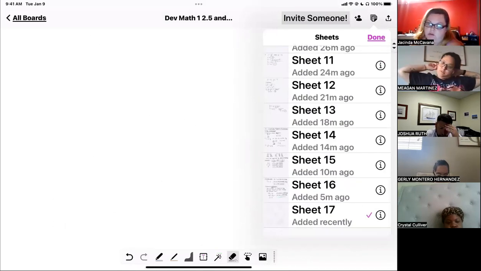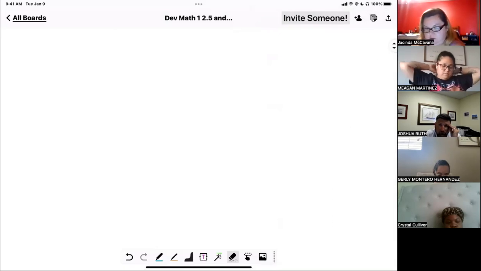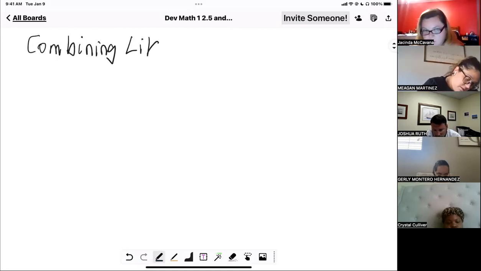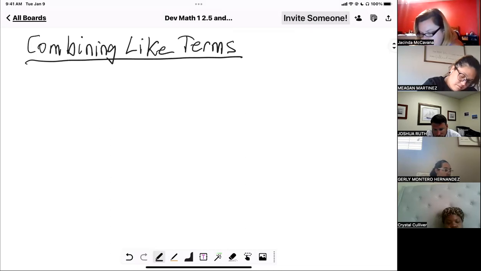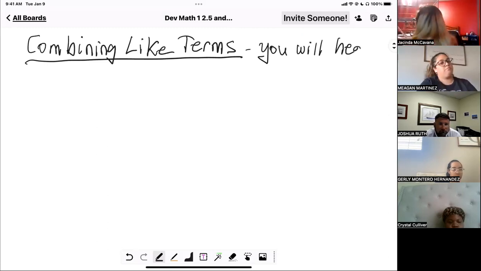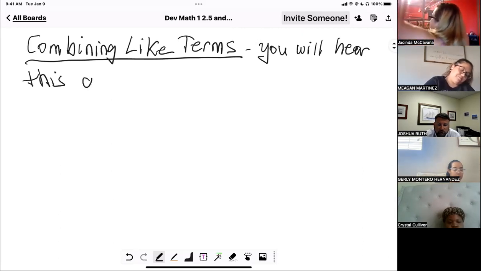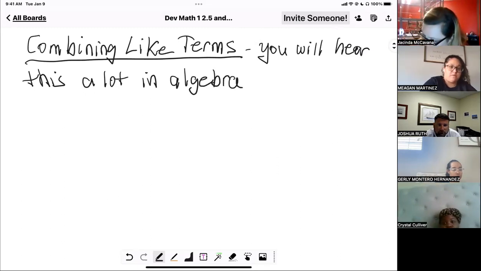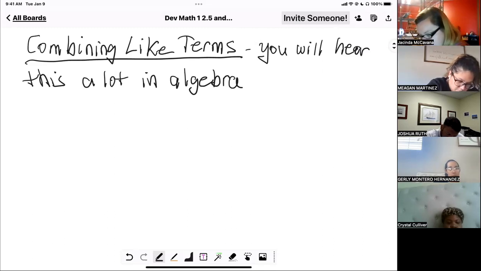All right, so first thing we're going to do, after all that definition, is something called combining like terms. It sort of is like what it sounds. We're going to take terms that are the same and put them together. You will hear this a lot in algebra. Even in higher math, we always talk about combining like terms, because it's something you do all the time.